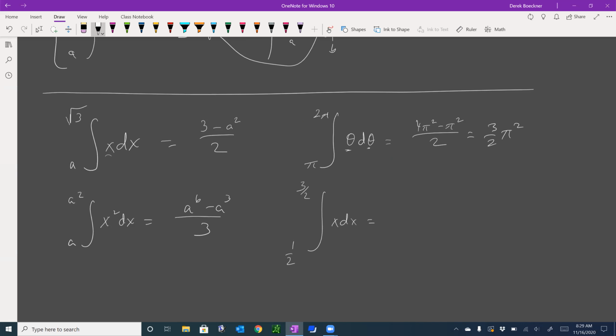The area between 1/2 and 3/2 of x dx is going to be 3/2 squared minus 1/2 squared over 2, which is going to be 9/4 minus 1/4. That's 8/4, which is 2 divided by 2 is just 1.